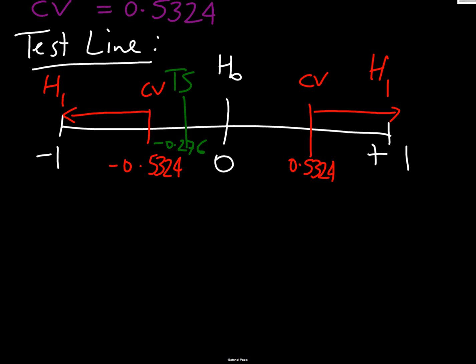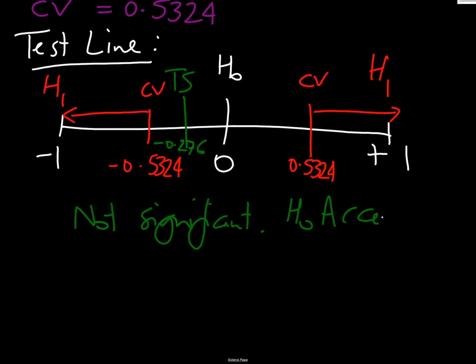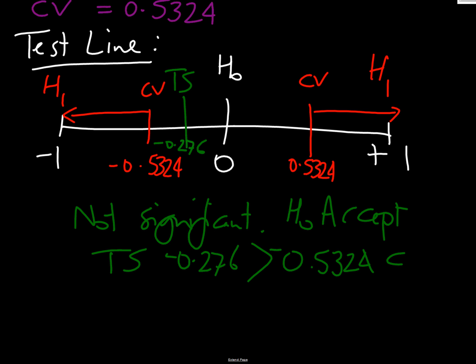So what we're going to conclude then is that it's not significant, and H0 is accepted. Should really have written there that the test statistic of minus 0.276 is greater than our critical value of minus 0.5324, shouldn't we? We've written that as well to get our points.